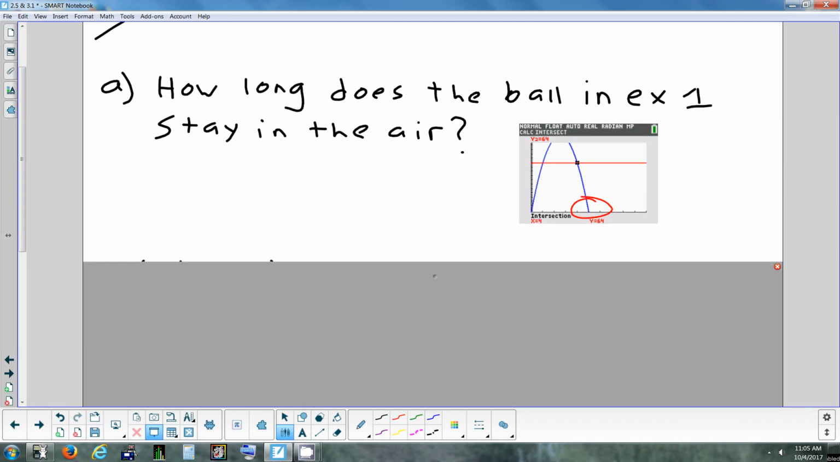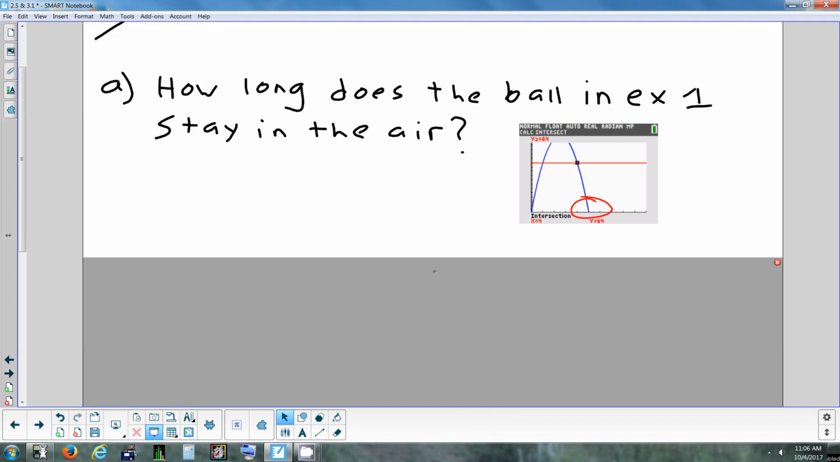So let's see how we could do that. Let's do it algebraically. So we want to know when our height is what? If the object is still in the air, what's the height? It's at least above what number? It's still above 0. So I want to know when my height is above 0.